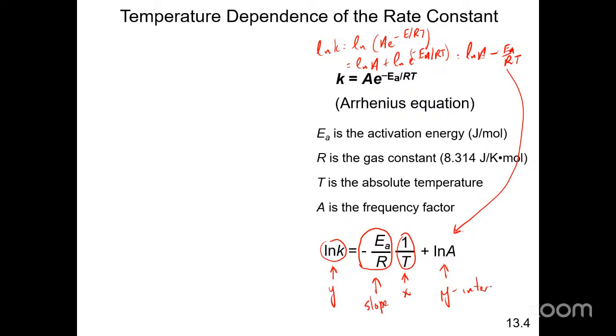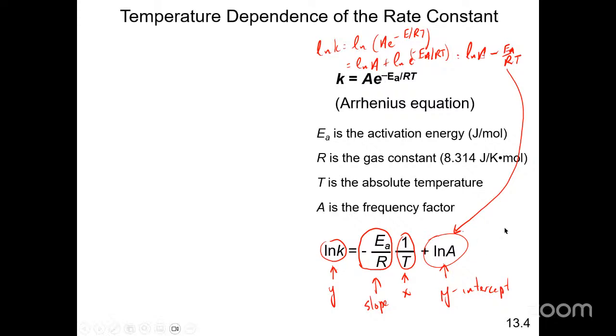So basically, if you want to find the activation energy based on the graph, then you find the slope. Once you find the slope, you multiply the slope by R, and that will give you the negative of the activation energy, and therefore you can get the activation energy from that. As far as A is concerned, what you need to do is find where the line cuts the y-axis, and that would be equal to ln A, and then from that you can find A.